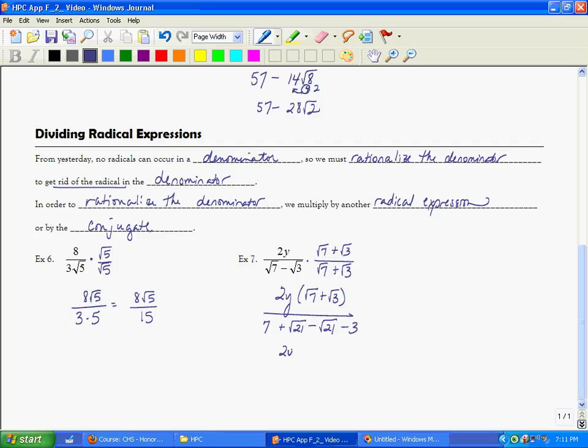In the numerator, we're just going to rewrite it. In the denominator, we can simplify. Square root of 21 and square root of 21 cancel. 7 minus 3 is 4. However, you can go one more step. The 2 and the 4 can reduce. You're left with y times the quantity of square root of 7 plus square root of 3 in the numerator and 2 in the denominator.